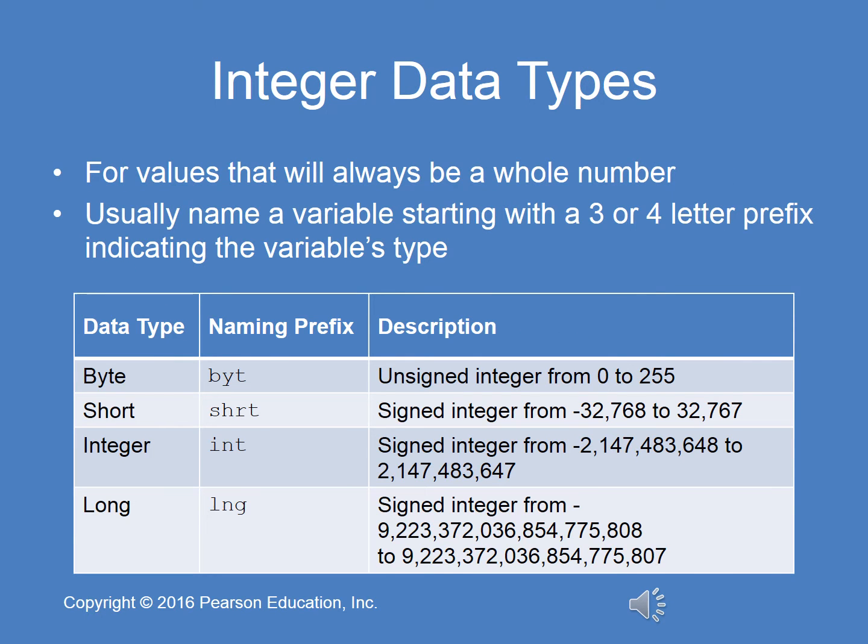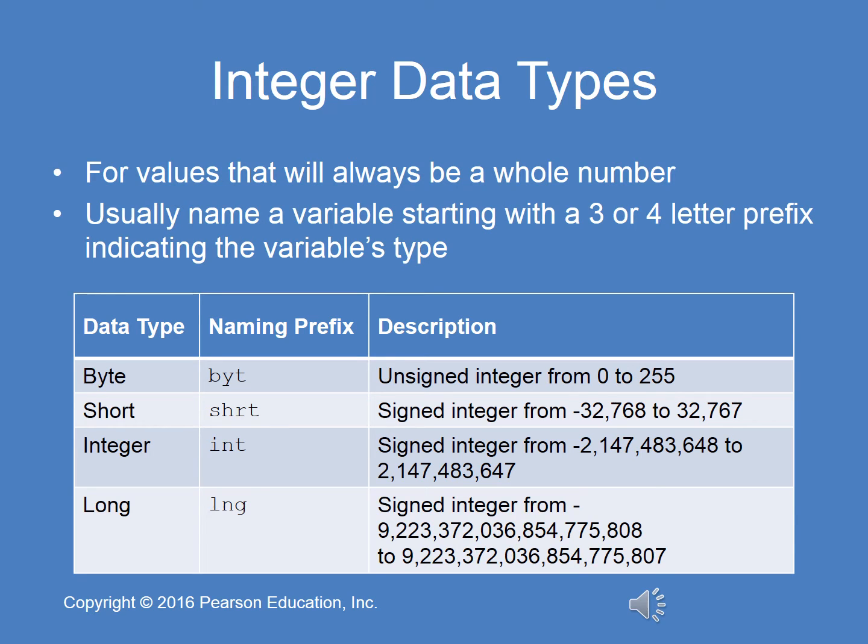So let's cover the four integer data types. These are data types, variables that will hold a whole number. They cannot accommodate a decimal place.